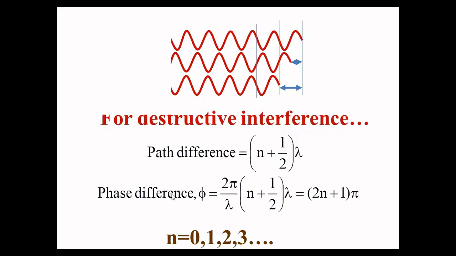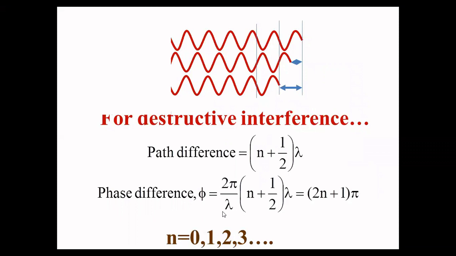So find out the phase difference between the two waves which have the path difference of half lambda, 1.5 lambda, 2.5 lambda, etc. It is 2 pi by lambda into path difference. Path difference is n plus half lambda. Now, if you bring this 2 inside and cancel lambda, what you will get? Pi outside, 2 inside, 2n plus 2 by 2. That is 2n plus 1, so 2n plus 1 pi.